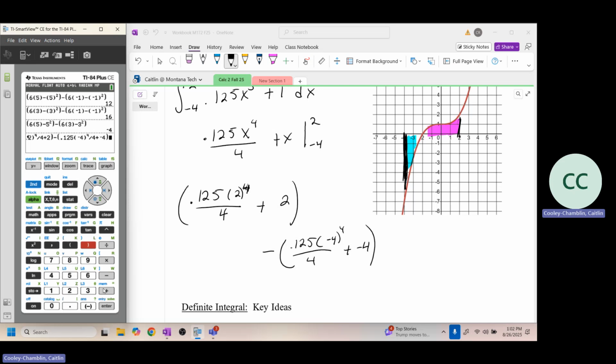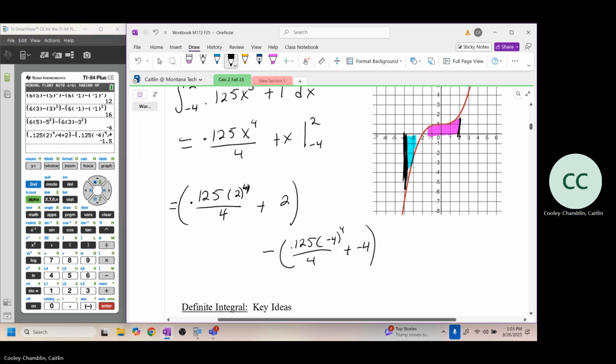Feel free to pause this video as I'm typing it in. I type on the calculator pretty fast. I type on a handheld calculator even faster. But feel free to pause them as I'm going along. And just so you can see, every button I type shows up in red on the calculator. Now I'm going to press enter, and I get that my area under the curve is negative 1.5.